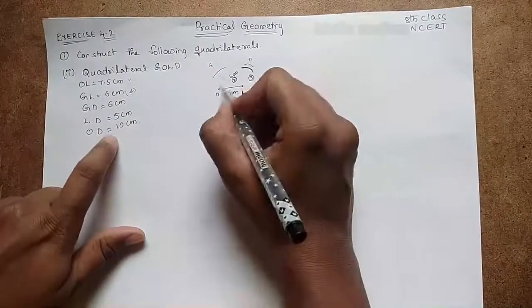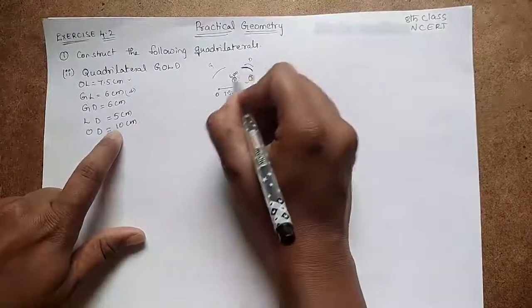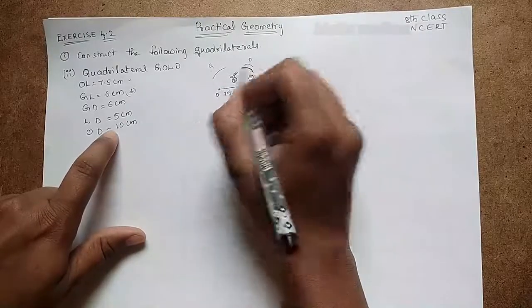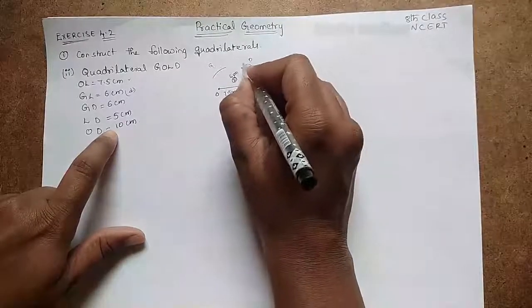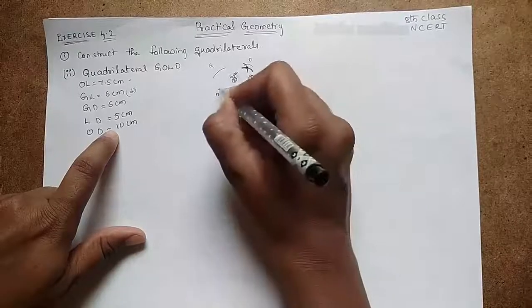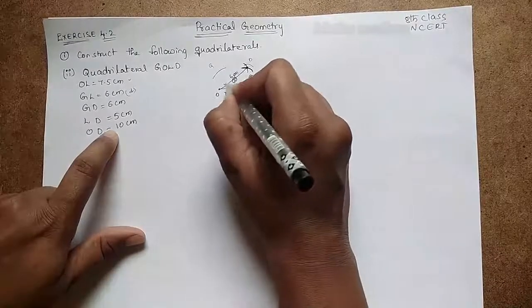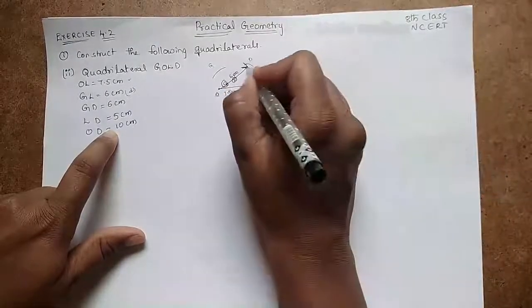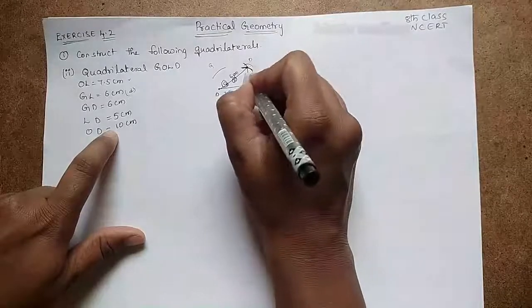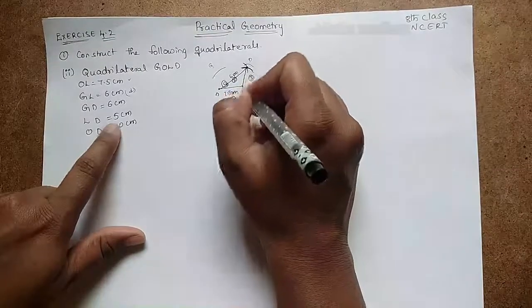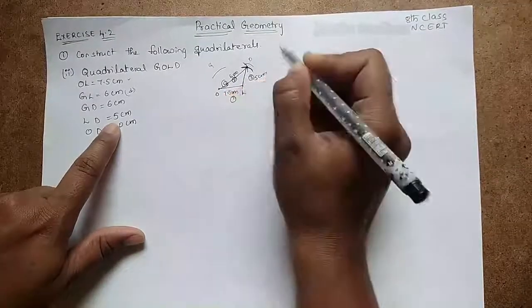Next, OD. This is a diagonal. From O we have to take 10 centimeters, make an arc and mark a point, then connect these two points. This is step 4. We have one point here and one point here, so connect it. So LD is equal to 5 centimeters.